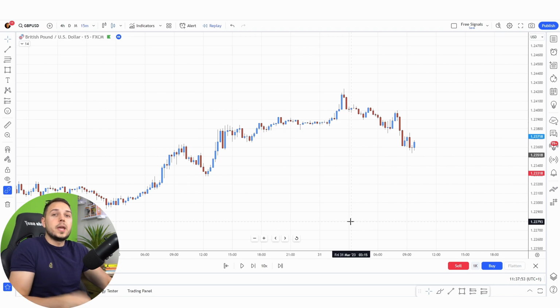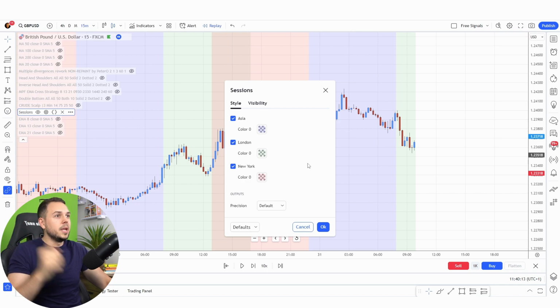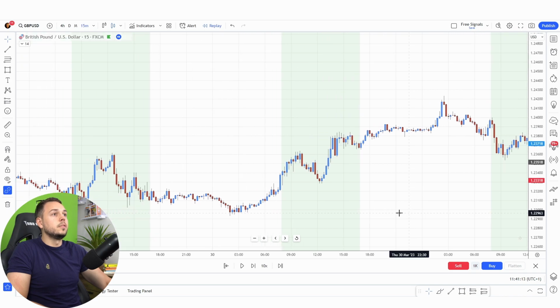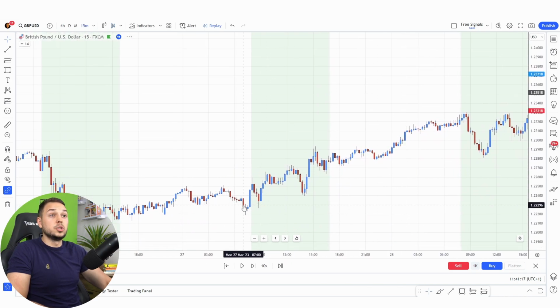Okay, so to trade the London session, we need to know where it actually is. I love using this indicator over here by Mr. Vida, Sessions Asia, London, New York, and in the parameters you will see the remaining sessions. Make sure to close off the Asian and New York. The main focus today is the London session. So as you can see on the charts, you will have the London session marked quite clearly with the candlesticks, which is what we want.